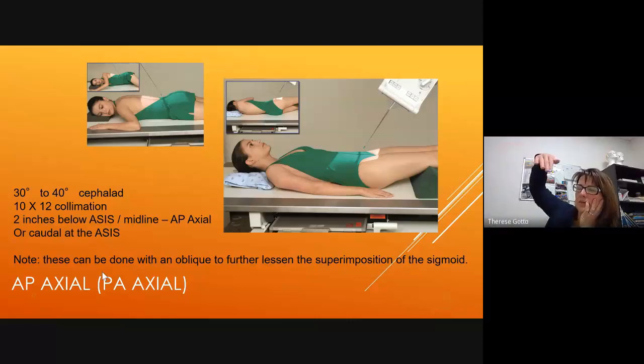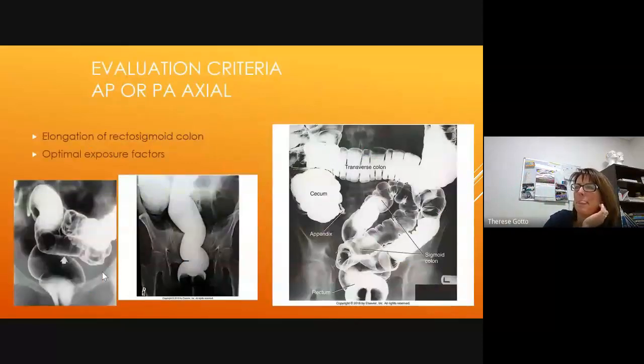Because if you don't have an angle and your tube is perpendicular when you're taking radiographs, that sigmoid colon, since it's an S shape and goes from the anus posterior up and inferior, is superimposed. This straightens out that S so that they can see the sides of that sigmoid part of the colon. So the purpose is elongation of the sigmoid colon. This is an excellent radiograph here.